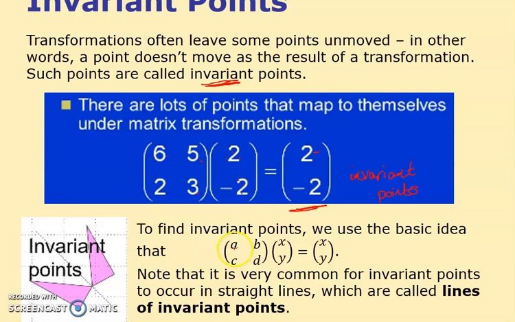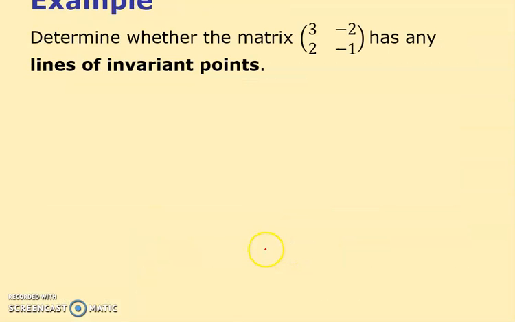I basically say I've got some matrix, which presumably I'll get told. And I'm going to times it by xy, but my answer's got to be xy. Notice the point hasn't changed. So we're going to have a look at a question like this. It says, look, I've got a matrix, 3 minus 2, 2 minus 1, and I want to find the point where this becomes an invariant point. And it asks to determine whether there are any lines in invariant points.